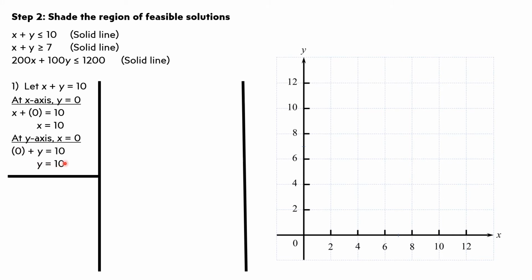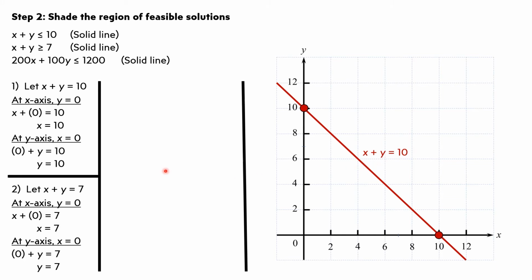Next, we try to plot this equation. At the x-axis, x is 10. So here is the x-axis, x is 10, and here is our first point. And then at the y-axis, y is equal to 10. Here is our y-axis, y is equal to 10. Next, we connect both points with a solid line. So here is our first equation, x plus y is equal to 10.